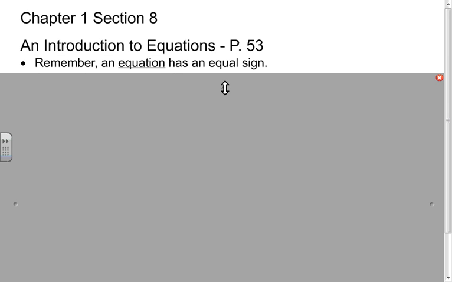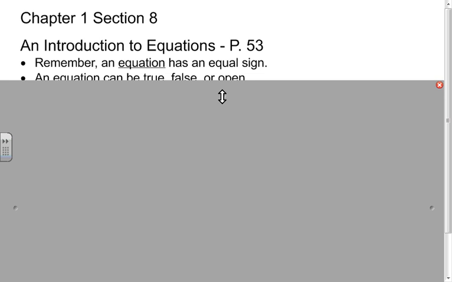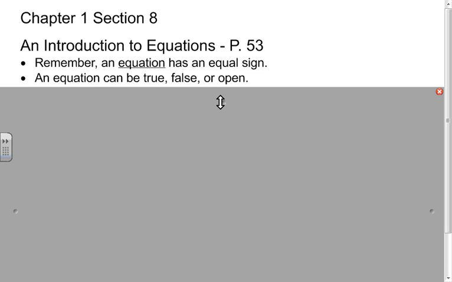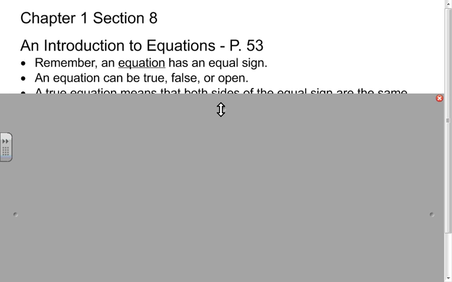Remember, we said once before that an equation is something that had an equal sign. A lot of times this chapter we've been working with expressions that don't have equal signs. Equations do have equal signs. There are three types of equations. They can be true, false, or open, and we'll talk about each one of those.